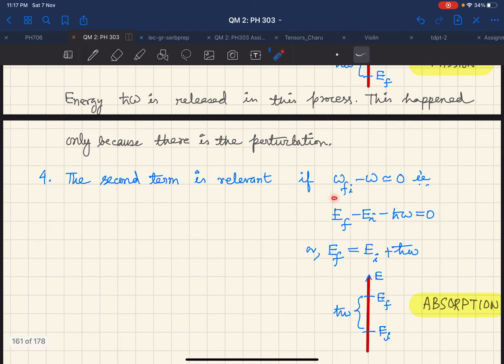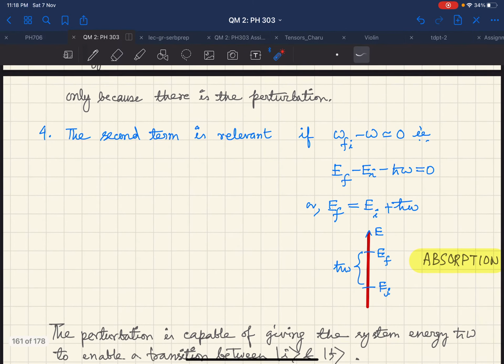That means ω_fi minus ω equal to 0 means E_f minus E_i minus ħω equal to 0. Therefore E_f is nothing but E_i plus ħω. So in the energy scale, we have E_i which is below, E_f which is higher energy, and we have the energy difference to be ħω. Of course, the process is known as absorption.